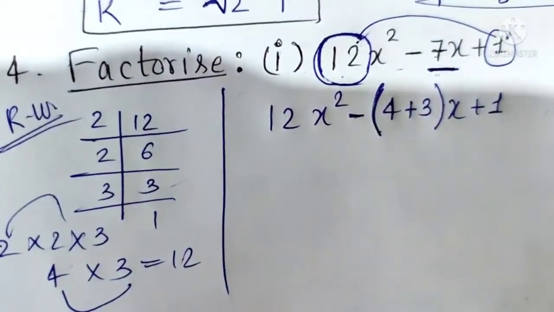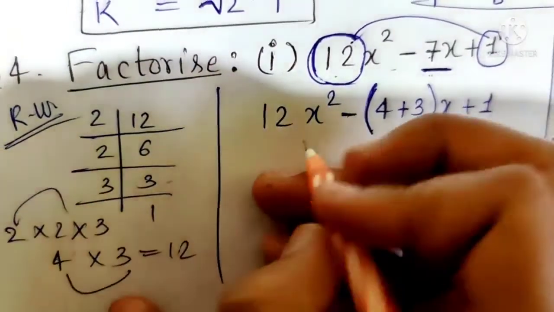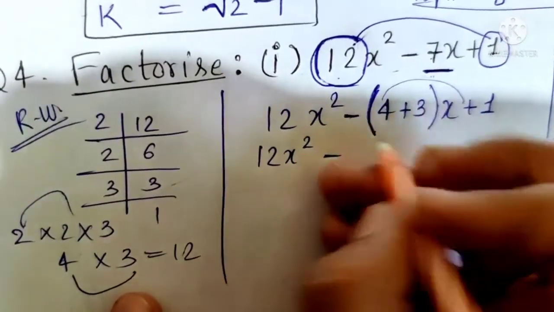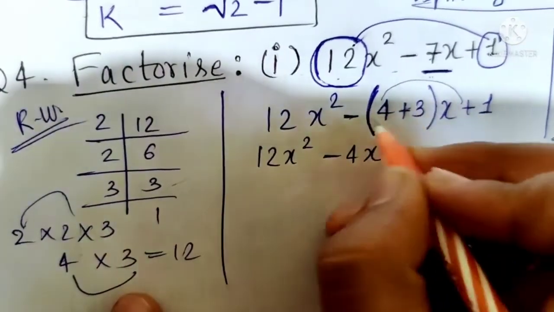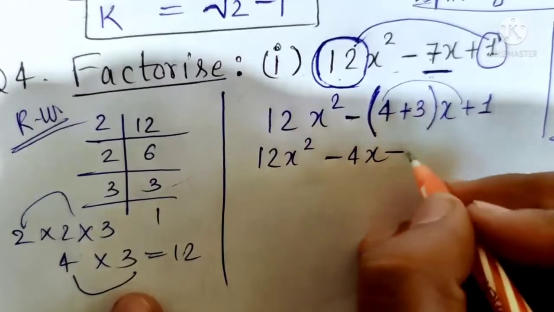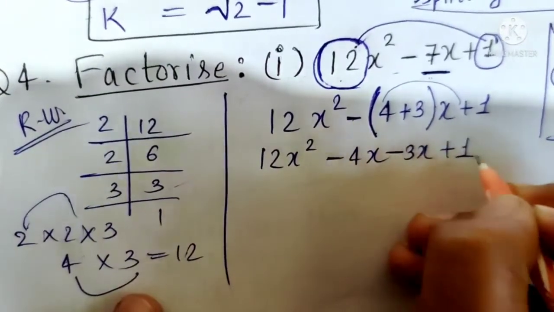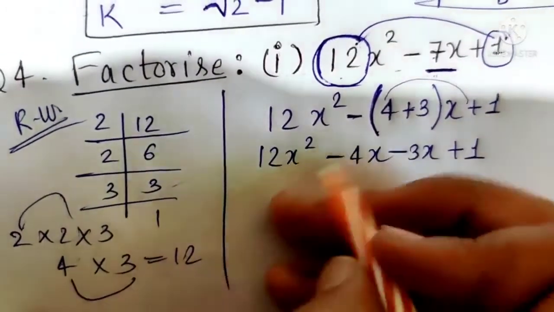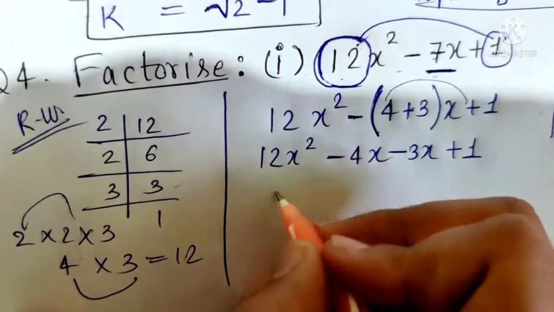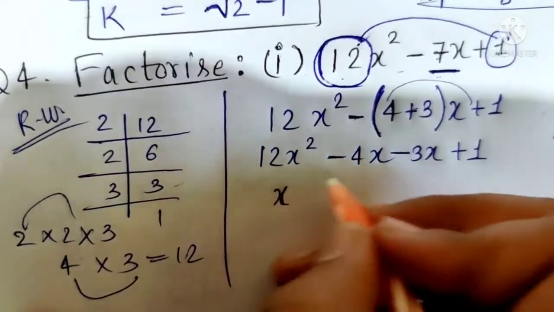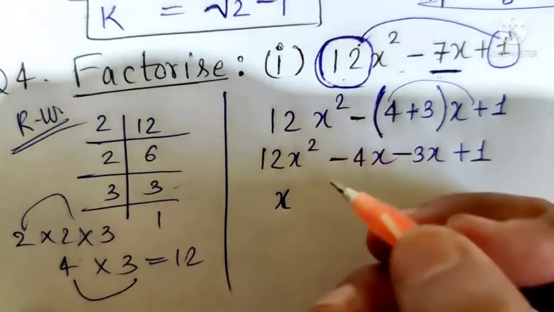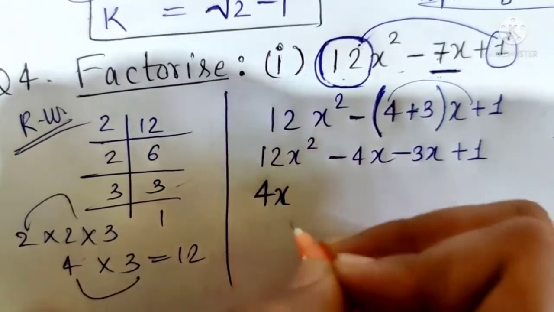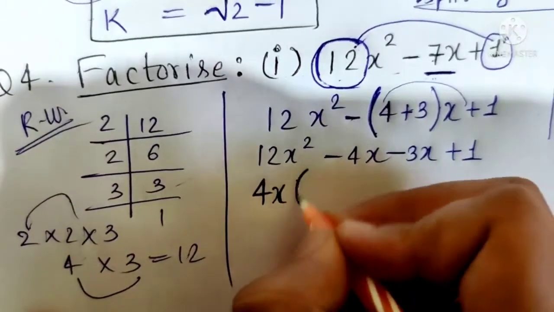Okay, clear or not? Now what will we do? 12x square, write as it is, 12x square minus 4 into x. So what will come? Minus 4x. Minus into minus, 3 into x, 3x, and at last plus 1. So we got this expression. Now what to do? We have to check the common factor. See, x square and x, so x is common here. And 4 and 12, are they coming in one table? Just think. Yes, in the 4 table 12 is coming, so we can take 4 also as common. So we have taken 4x common. Now I will open the bracket.